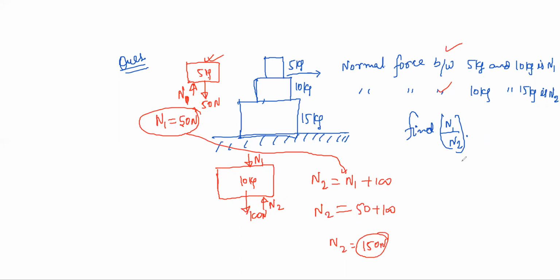Is this okay? So N1 is 50 Newton and N2 is 150 Newton. So it will be 50 Newton divided by 150 Newton. If you cancel it, you will get 1 by 3. So the ratio is 1/3. Is this okay to everyone? Yes, sir.